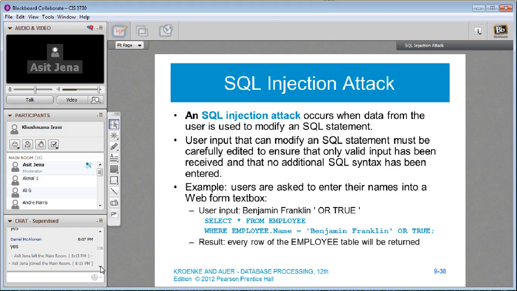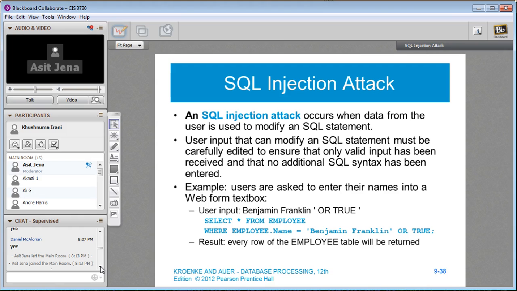For example, users are asked to enter their names into a web form text box. User input: Benjamin Franklin or true. Select star from employee. So let's say you have an application where you want to get a record of a particular employee, and to do that, you are asking for the employee's name. A clever employee or a hacker can go in there and, instead of entering Benjamin Franklin, enter Benjamin Franklin or true.